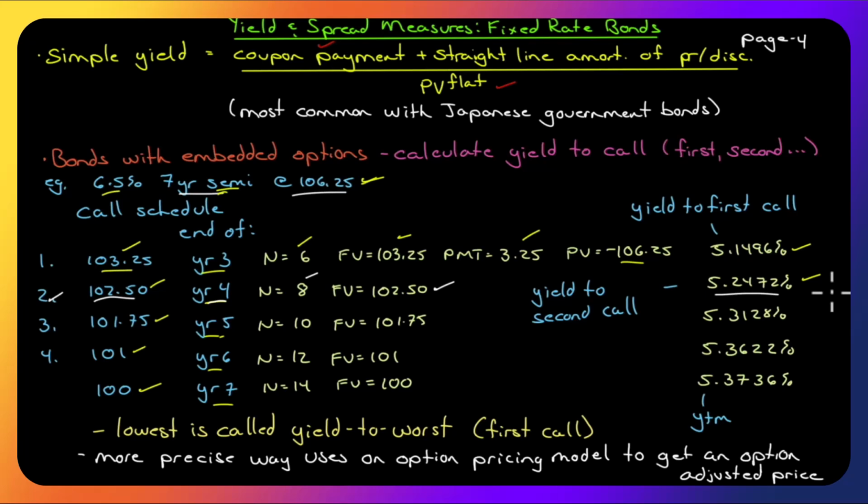I think you can figure out yield to third call. There is call number 3 at the end of year 5. That means it was just a 5-year bond. Our N is 10. It'll get called at 101.75. There's our future value. The rest stay the same. There you go. You could do yield to fourth call. And the final one is yield to maturity. On the maturity date, it matures. You don't need a call on the maturity date.